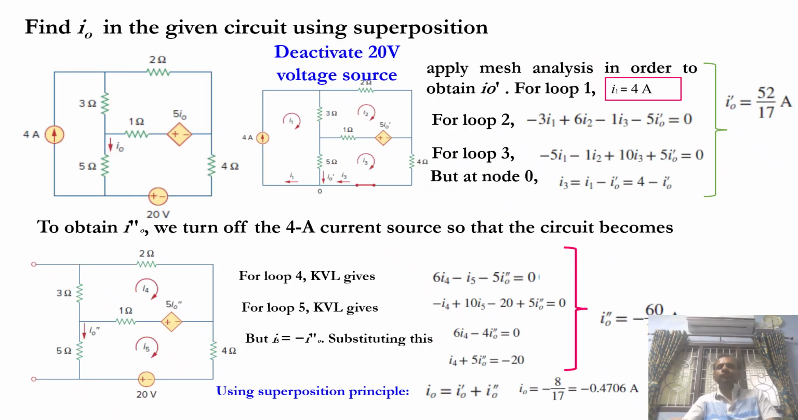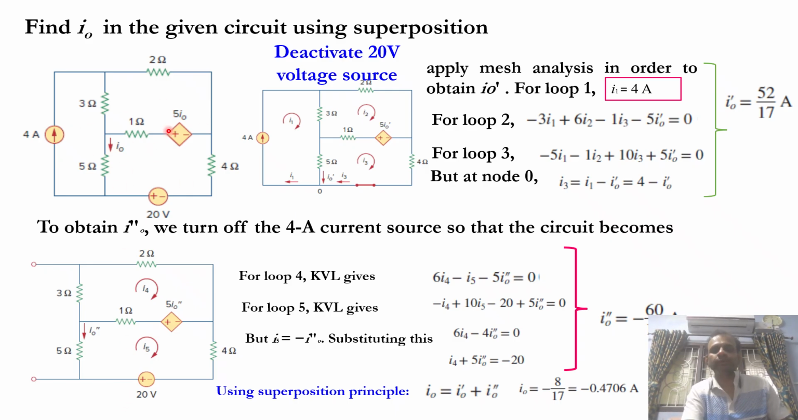We will solve one numerical using superposition theorem. Say in this given circuit there are two independent sources, 20 volt voltage source and 4 ampere current source, and another voltage source 5 I naught is dependent on the current I naught flowing through 5 ohm. So altogether 3 sources are visible.